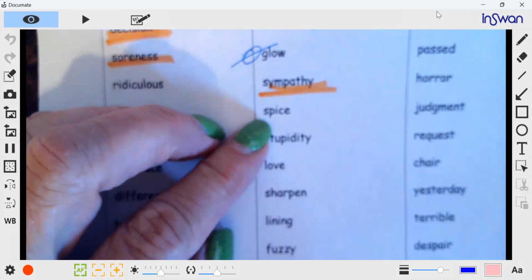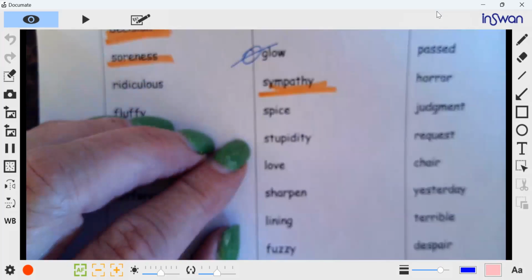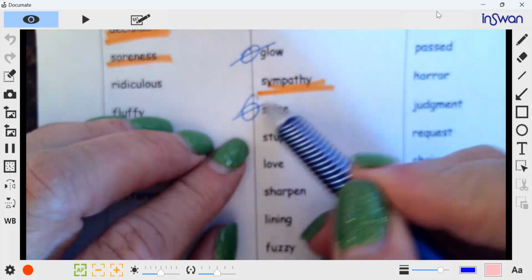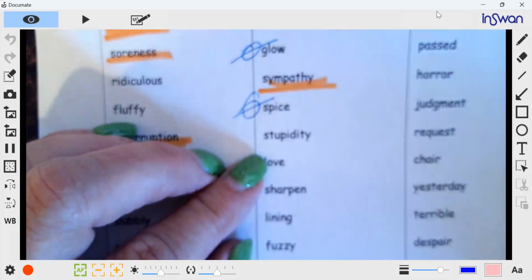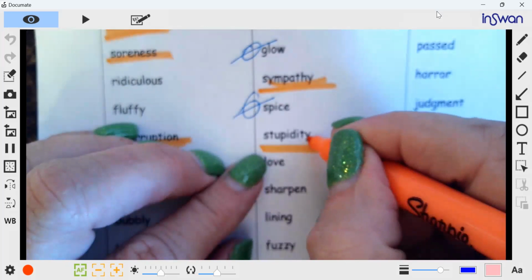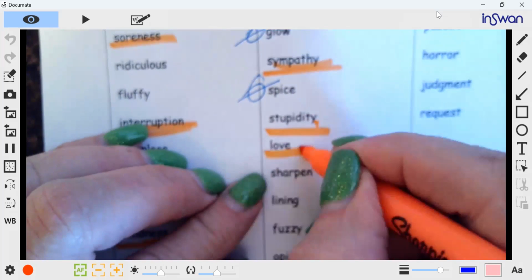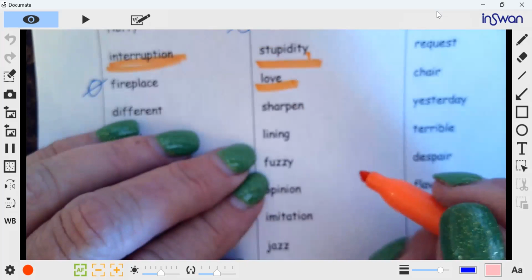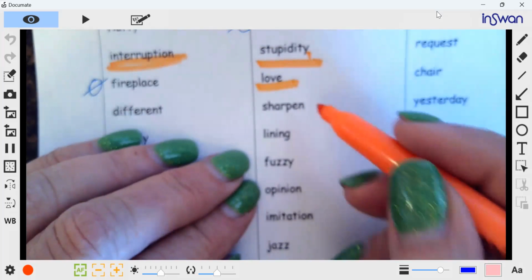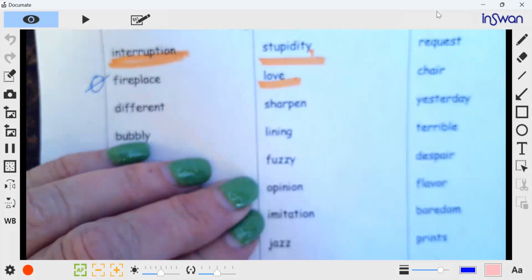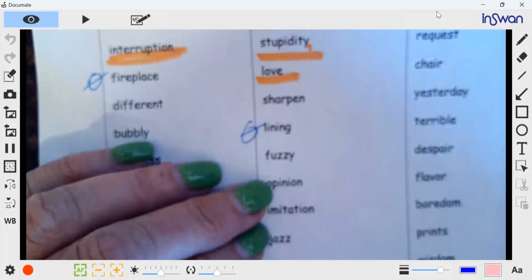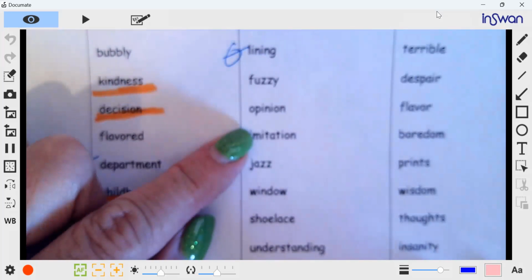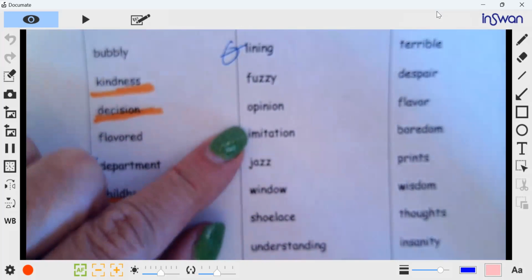Spice. You can touch it, so it's not mental. Stupidity. That is a noun, but it's a mental noun. Love is a mental noun. Sharpen is a verb. Lining is a noun, but it's not mental. Fuzzy is an adjective. Opinion is a noun, but it's not mental.